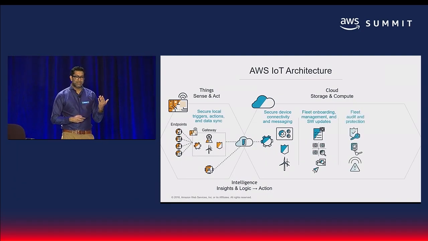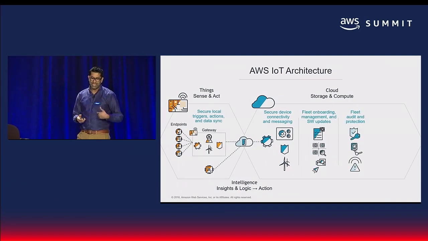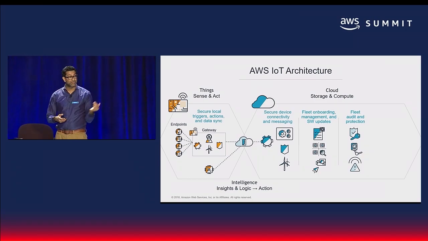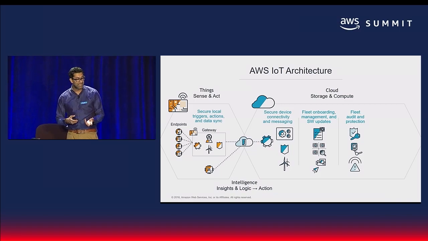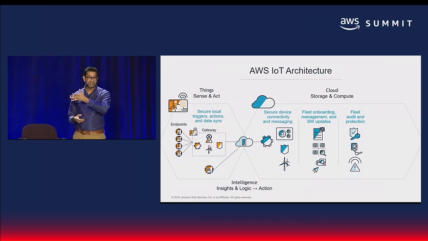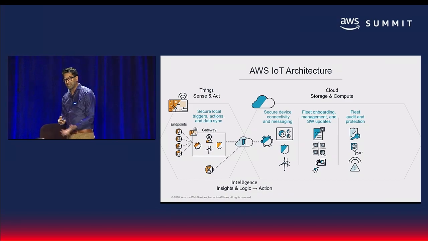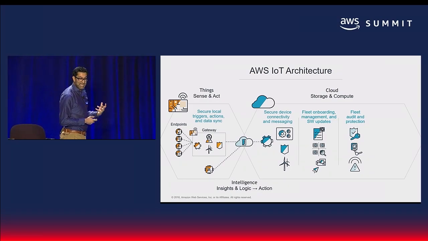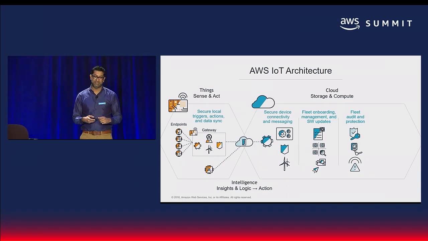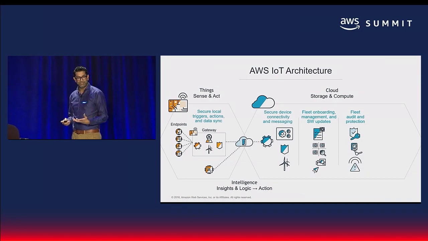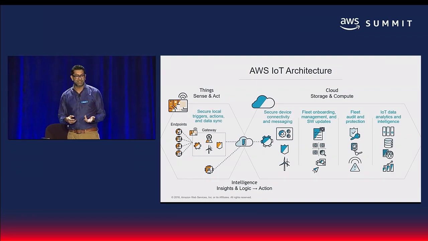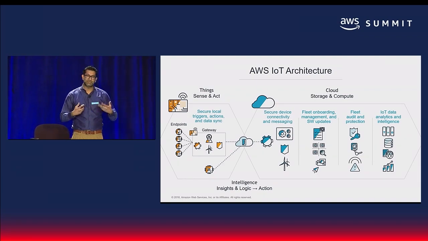So you can see that we can also expand it further to have secure local actions. We can have endpoints that go through those gateways, as we call them. And then once they get to the cloud, they can do the secure device connection. You get fleet onboarding, which is a case where you have multiple devices that need to be onboarded at the same time. And you've got audit protection, so you want to make sure that your devices are secure all the time. The last part that we bring up is the analytics portion. And we're going to dive into each one of these as we go along the presentation.